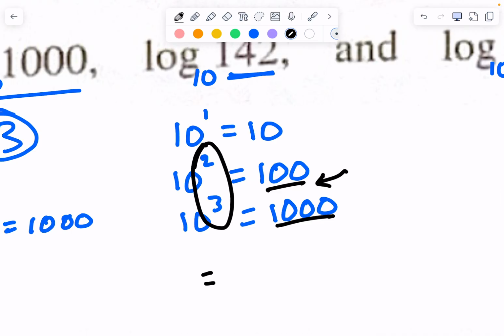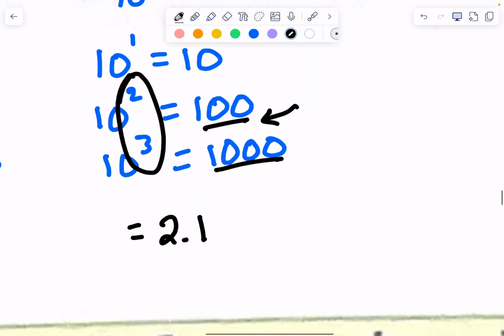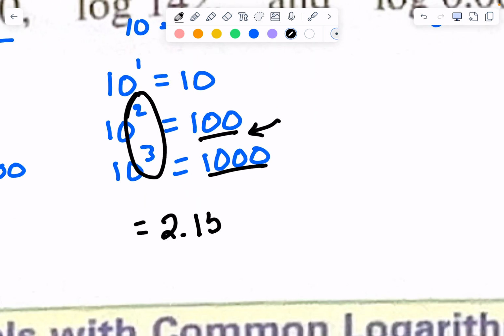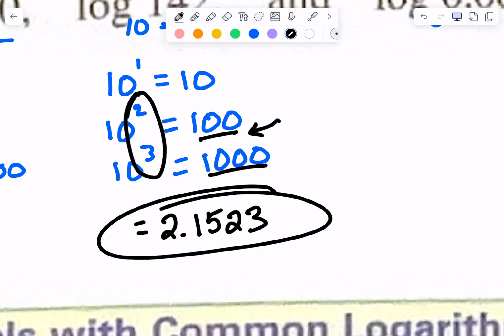Yes. What'd you get? 2.15. I think we go like 4 decimal places when we do this, okay? 2.1523. That's what we get for the second one.